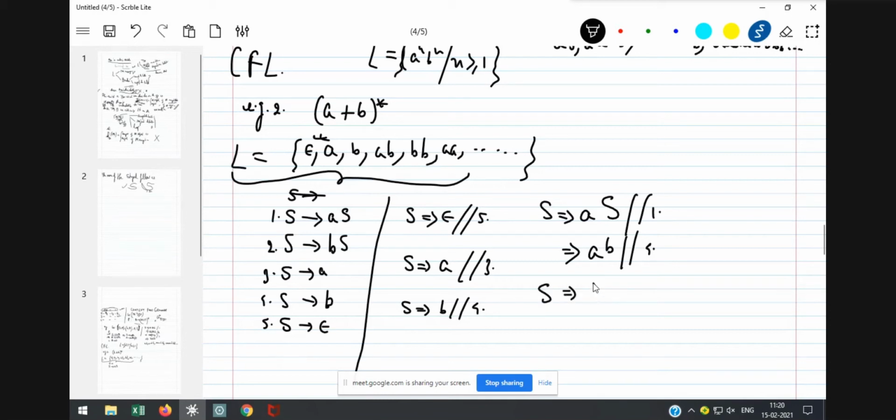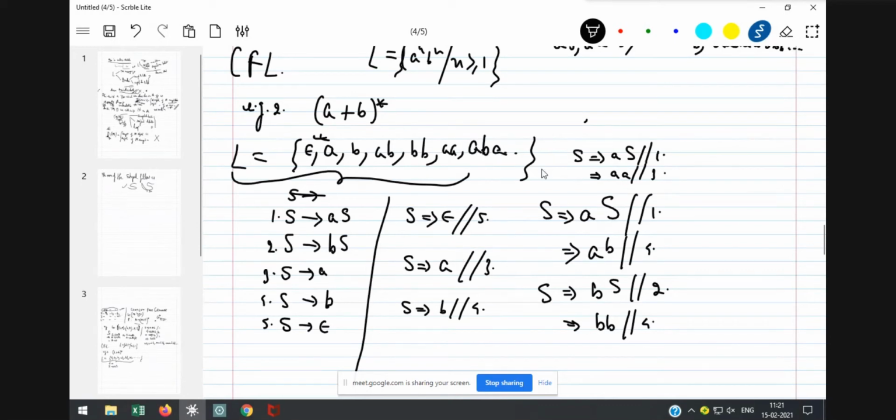So it starts with B, so let me select production rule number 2, and then BB using production rule number 4. Now the next one is AA. What about AA? Let me just start with AS using production rule number 1, and then AA using production rule number 3. Now let me just take again ABA like that.